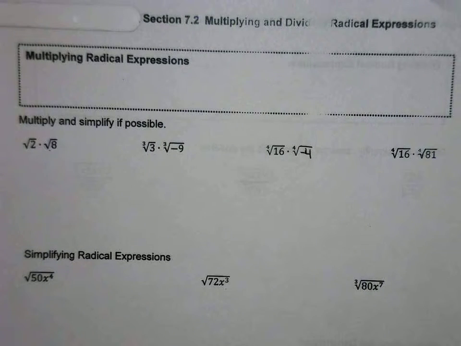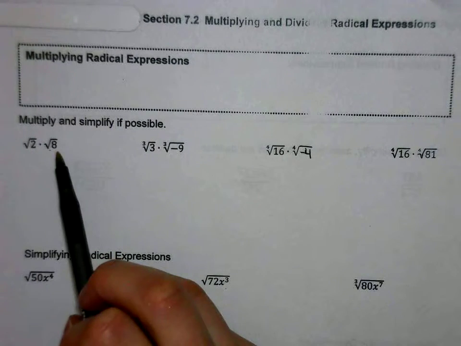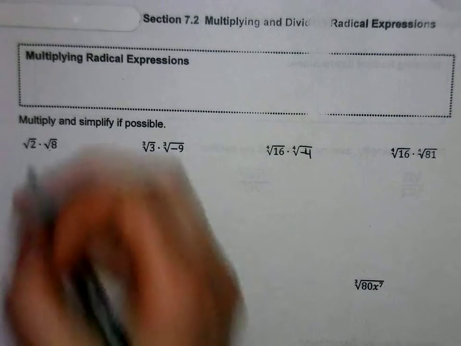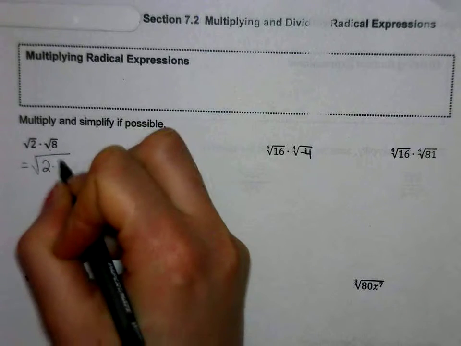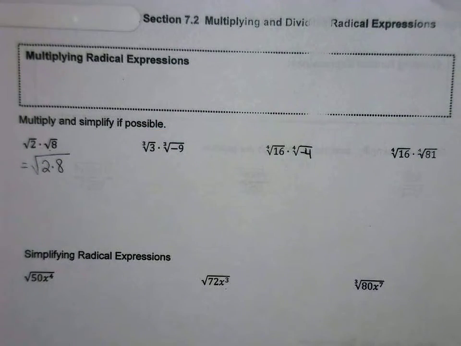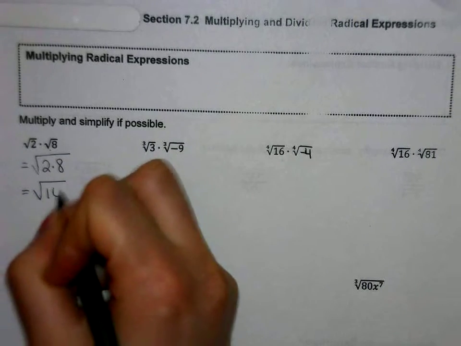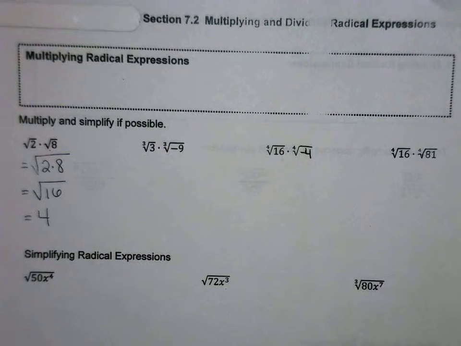Today we are going to be looking at how we can multiply radical expressions. So here, let's look at our first example. We have the square root of 2 times the square root of 8. We can multiply those because they both have the same root. So we can say that this equals the square root of 2 times 8. So we just rewrite it under 1 square root. Both 2 times 8 is 16, and the square root of 16 we know is 4. So our answer is 4.